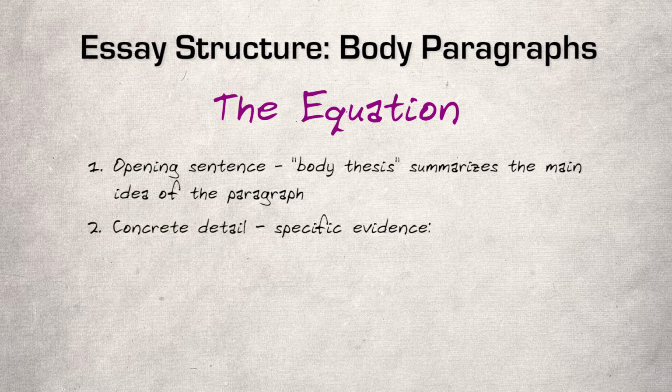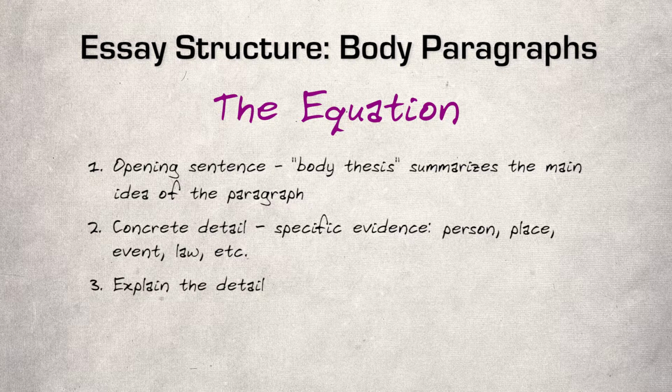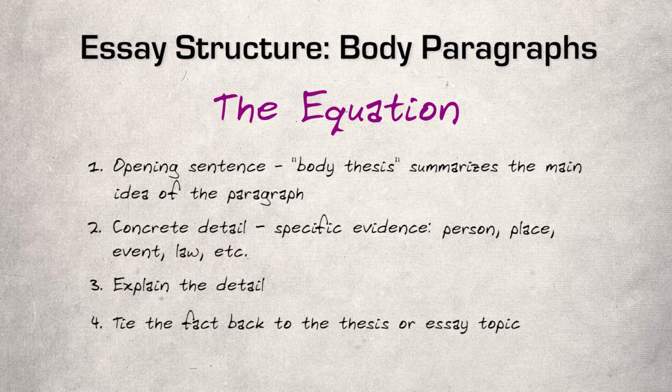Next, give your concrete detail, your specific evidence. This could be a person, place, event, law, etc. that proves your point related to this paragraph. Then, follow this detail with an explanation of that fact. Finally, and most importantly, tie this fact back to the thesis or essay topic at large. Why does this fact prove the overall argument of your paper? This is the most difficult step because it requires analysis. It is also the most often missed step.